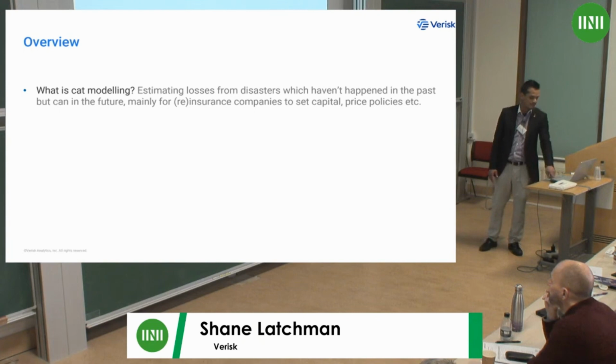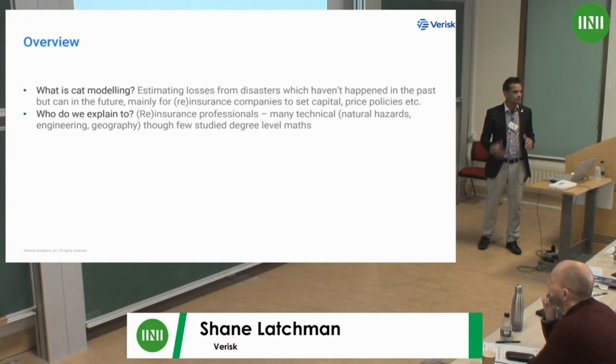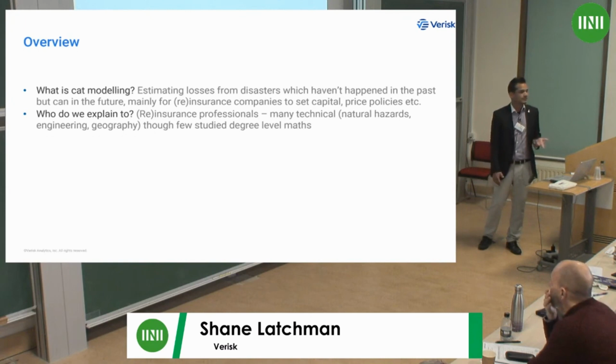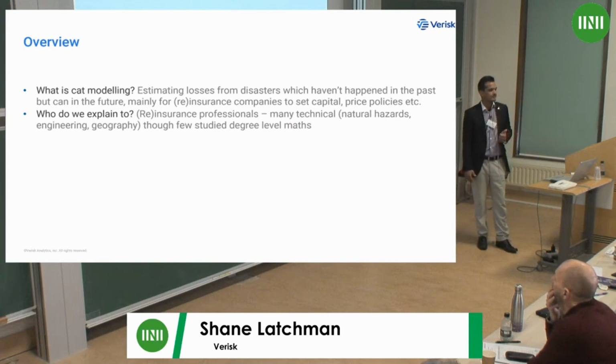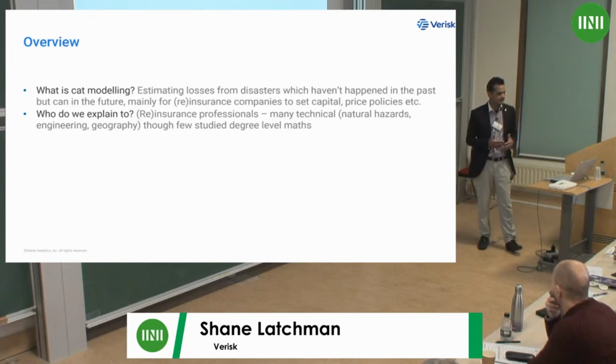Who do we explain to? This part's important to set up, just differentiating it to the general public in some of the talks earlier. Largely insurance, reinsurance professionals. Most people we talk to are technical, but their background is generally natural hazards, so some kind of sciences. Often geography, very popular, and then engineering as well. Very few people would have studied degree level maths. So when we're explaining, I'll go into that a little bit more. When we talk about maths, it often doesn't resonate.